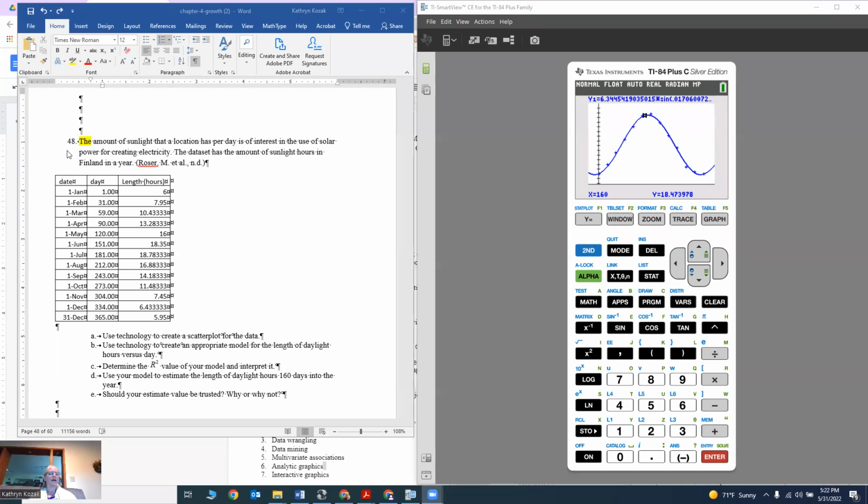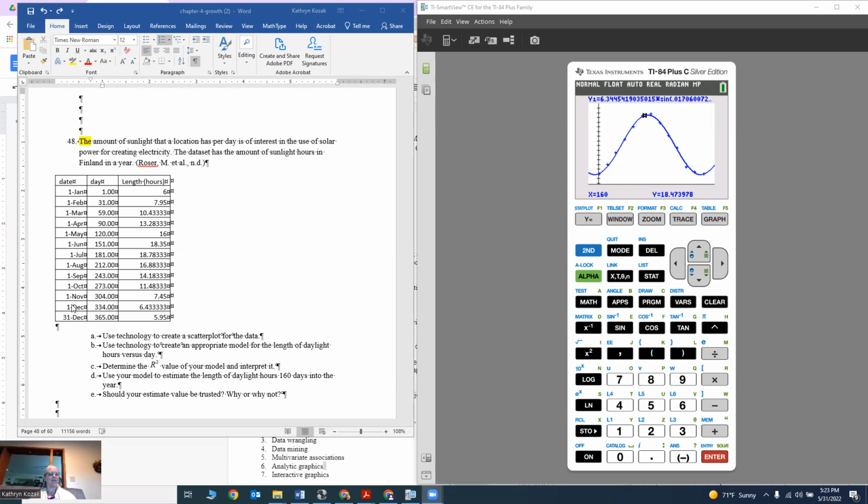This is problem 48 from chapter 4 in the homework, in the textbook. It talks about the amount of sunlight that a location has per day, which is of interest in the use of solar power for creating electricity. The data set has the amount of daylight hours in Finland in a year.